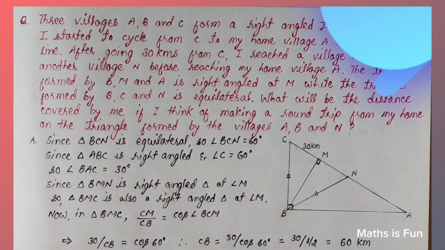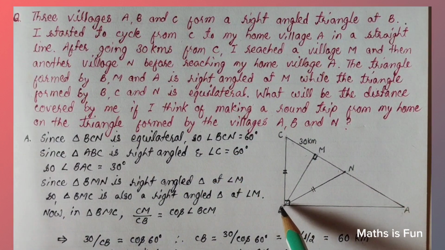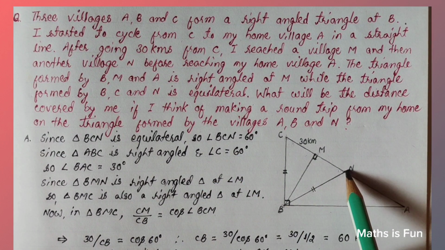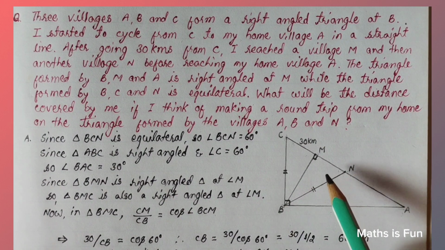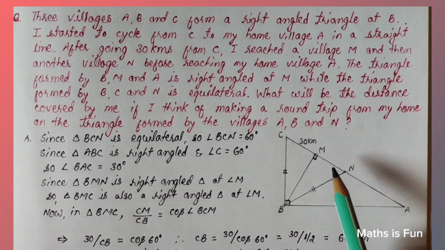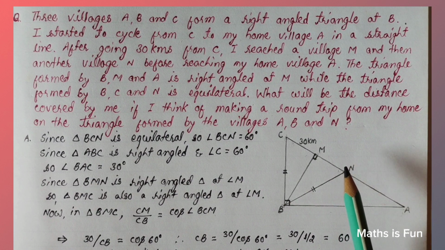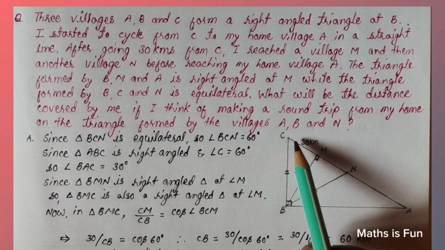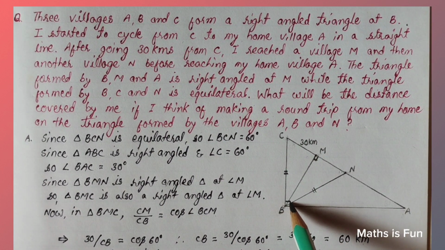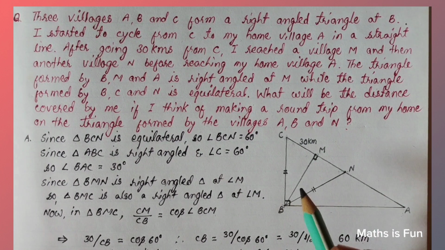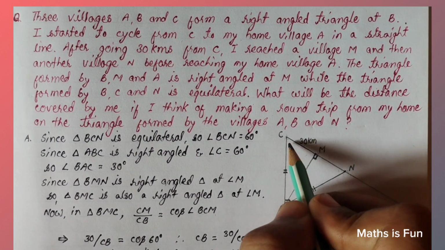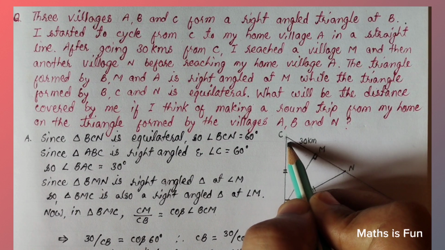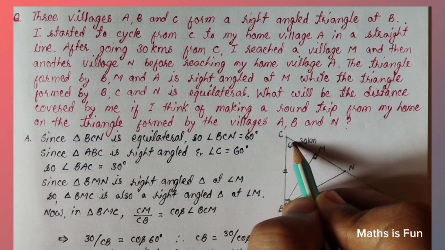So let's find out. First of all, focus on this equilateral triangle BNC. As I have said earlier, in an equilateral triangle all the angles are equal, that means they are 60 degree. So angle C, angle N and angle B are all 60 degree. So we'll keep 60 here because we'll need this angle later.